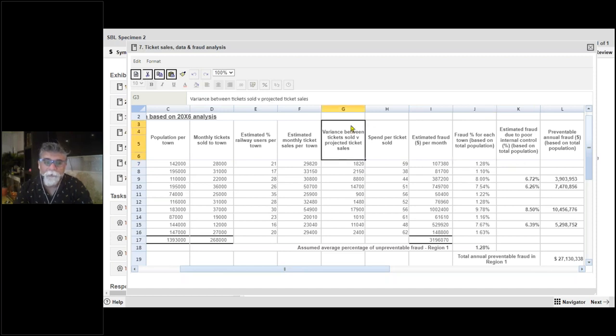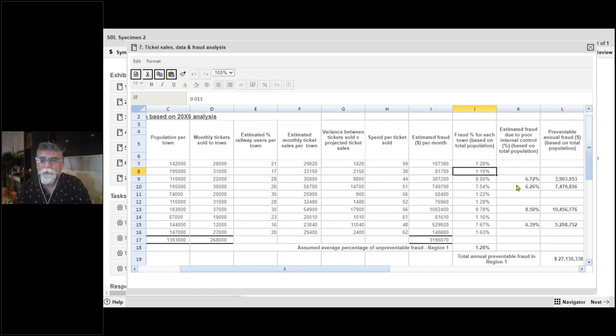So this is the fraud, right? In number of tickets. This is the ticket fraud, the fraud in terms of number of tickets. This is the fraud in terms of dollar. So he's calculating the fraud in terms of tickets as a percentage of population. So in town A, the fraud level is 1.28%. If you divide the fraud quantity by population, you will learn.